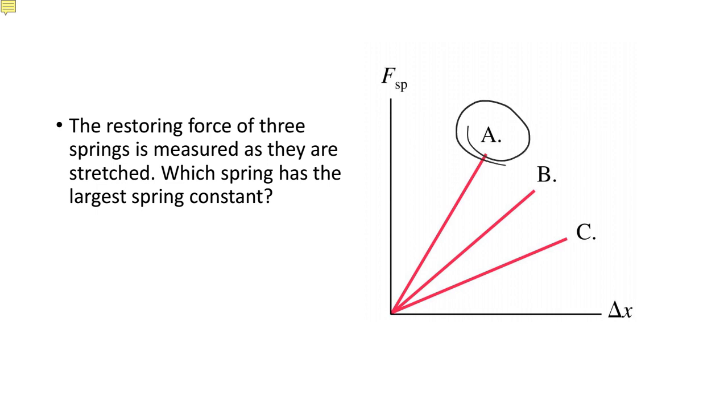You're right if you said A. Remember that spring constant K is the slope of the line. So this has the highest slope, meaning it has the largest spring constant.